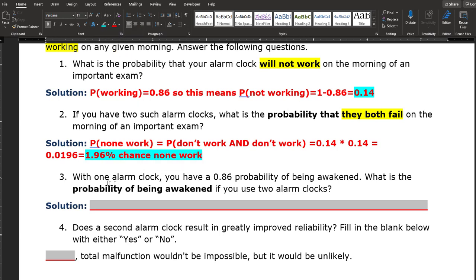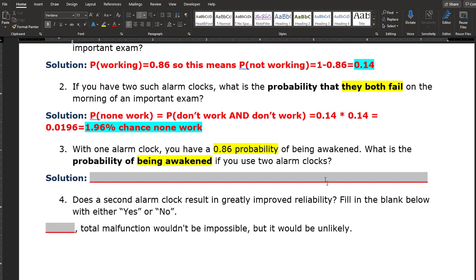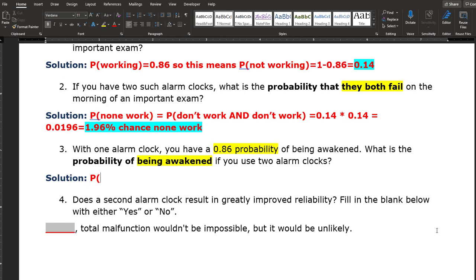Now, it says with one alarm clock you have a 0.86 probability of waking up, or being awakened. What is the probability of being awakened if you have 2 alarm clocks? Well, if you want to wake up with 2 alarm clocks, so let's say probability of waking up, what happened to make you wake up? Well, one of the alarm clocks worked, one or the other, or both of them worked. Those are the situations that cause you to wake up.